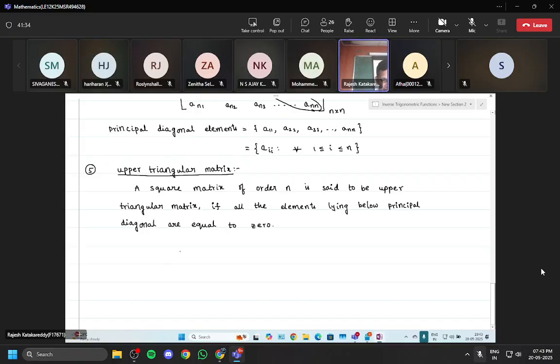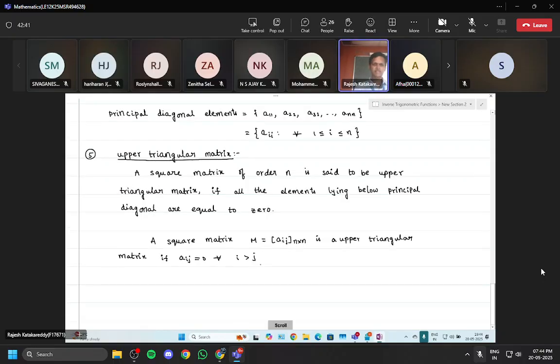Mathematically, we will say a square matrix A equals Aij, n by n, is an upper triangular matrix if Aij is equal to 0 for all I greater than j only.